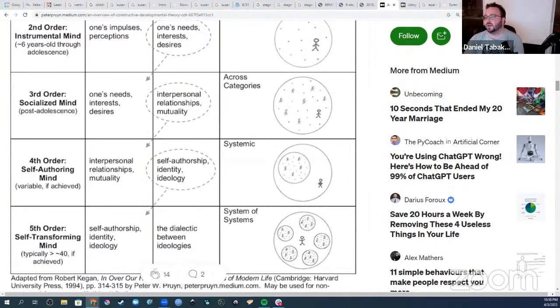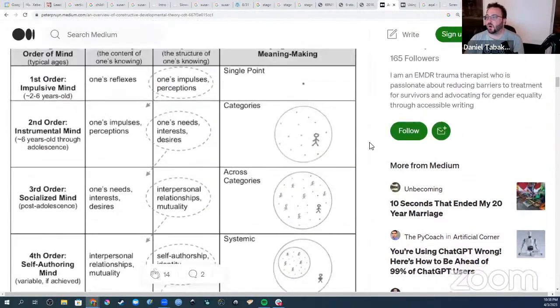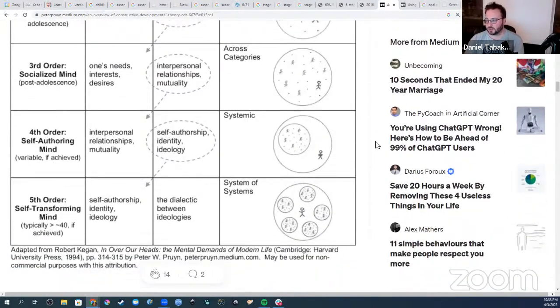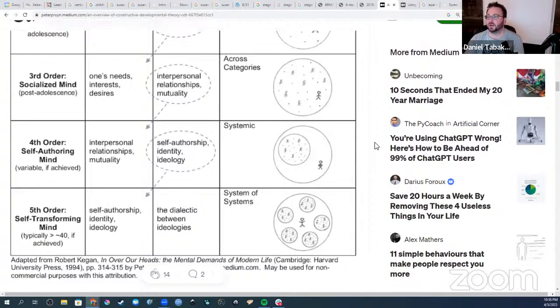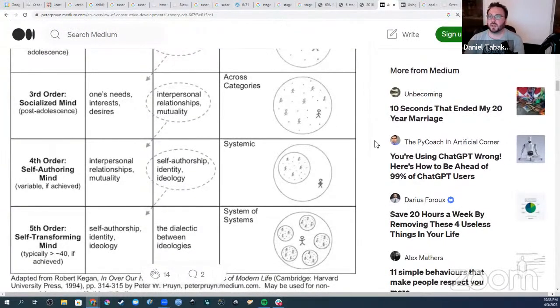So this one sounds beautiful, and it sounds like what could possibly be different, but you are still subject to something. You are subject to the dialectic between ideologies. You might have all this self-authorship and this ability to create these identities, but these identities don't exist in a vacuum. They exist relative to other things.